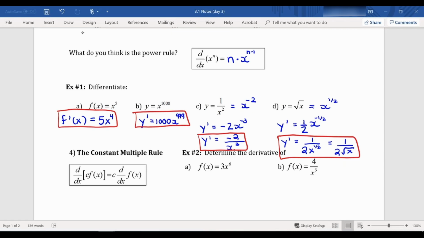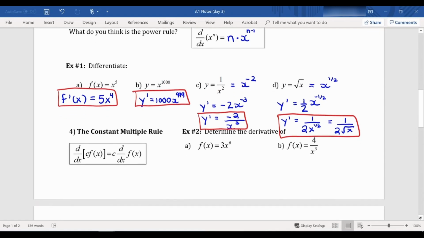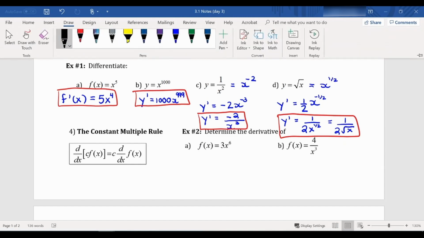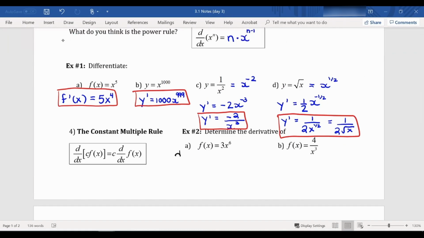Okay. We also have something called a constant multiple rule. And what that says is if you have a constant in front of your function or in front of your term, you can factor that out before finding the derivative. So what that looks like is if I wanted to find the derivative of 3x to the power of 6, I'm being asked to find d dx of f of x, which would be the same as finding the derivative of 3x to the power of 6.